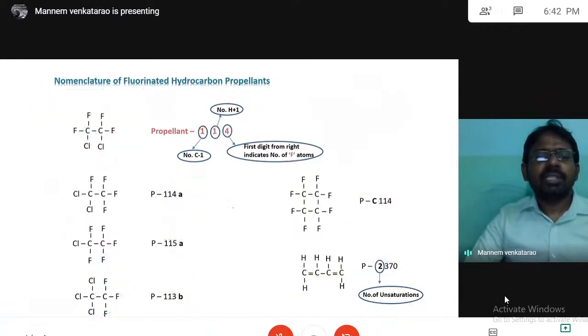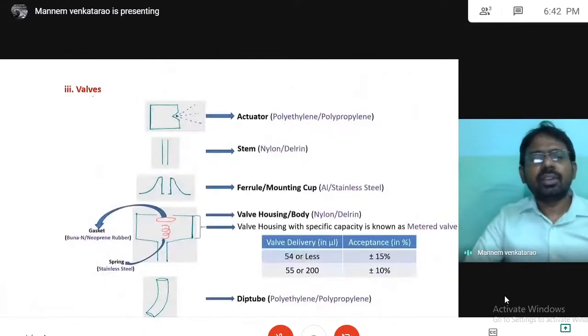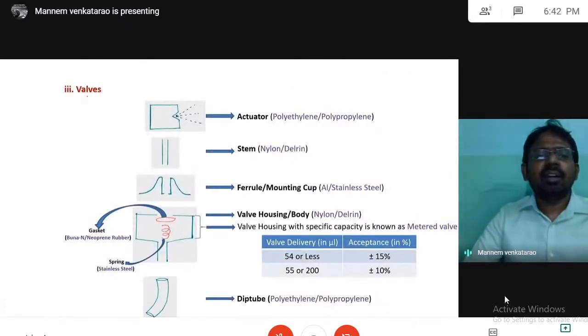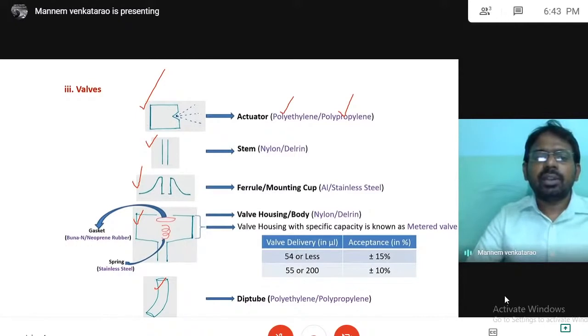Next, the third basic component is valves. How many parts does a valve have? A valve is a component containing an orifice, meaning a small hole, with the parts: activator, stem, ferrule, valve housing, and dip tube. The activator is made up of polyethylene or polypropylene, simply plastic. In industry, activators are always made up of polyethylene or polypropylene.